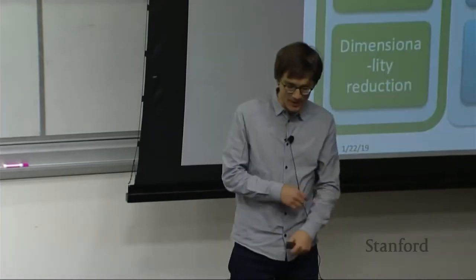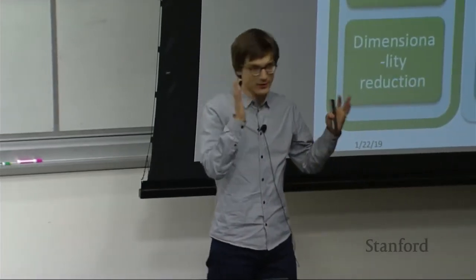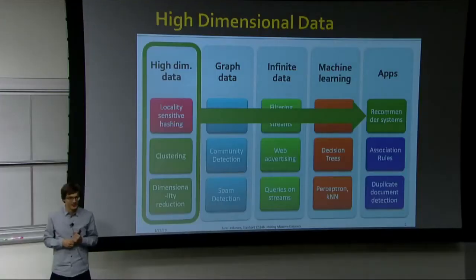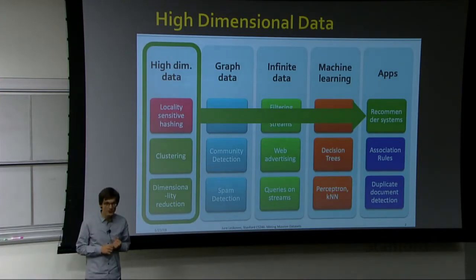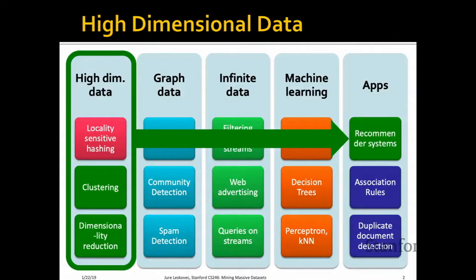So what are we doing? Where are we? Right, we said that the first part of the course will be about dealing with high-dimensional data. And last week we talked about locality-sensitive hashing that allows us to identify nearest neighbors in super high dimensions. And we talked about distance metrics, and then we talked about locality-sensitive hashing techniques and constructions.